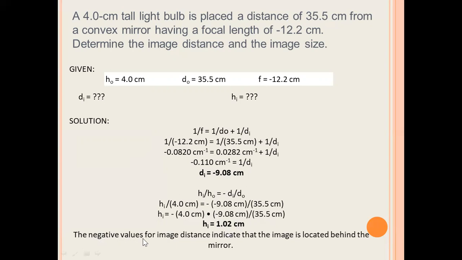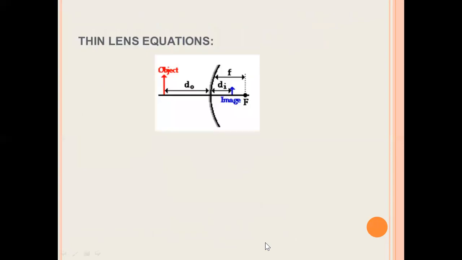The negative value for the image distance indicates that the image is located behind the mirror. Now, on our next video, we're going to tackle calculations regarding thin lenses.